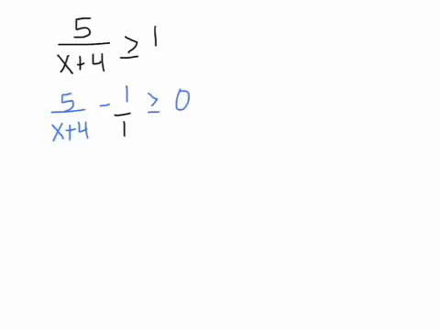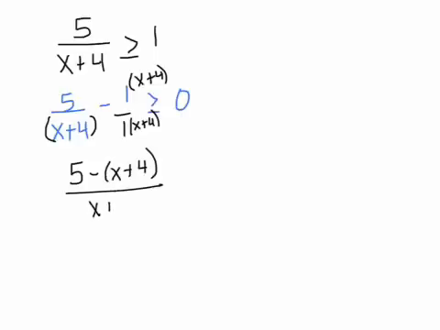So my least common multiple here is going to be this x plus 4. So I need an x plus 4 top and x plus 4 bottom. So on the top I have 5 minus x plus 4, all over the least common multiple of x plus 4, greater than or equal to 0.